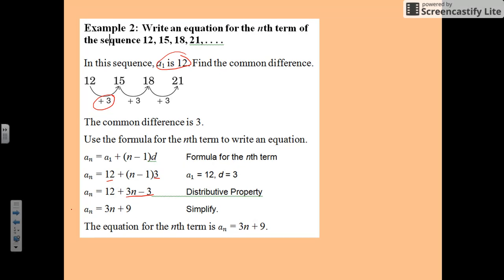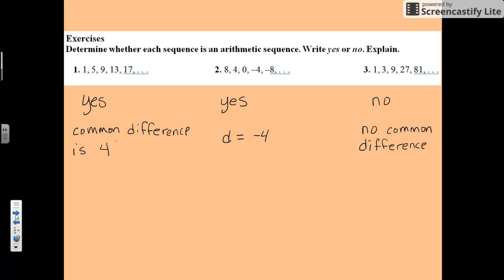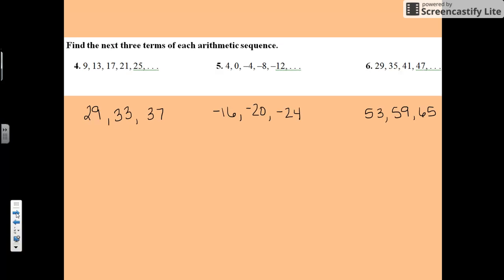Okay, try those next. Actually, I guess it's the next 6 questions on your handout. So do numbers 1 through 6 and come back here and check your work when you're ready. So here's the first 3. Yes, yes, and no. There's the next 3.